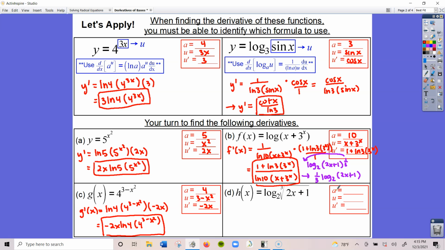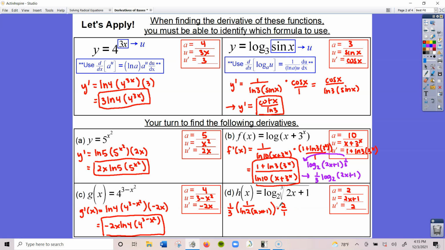So now here my base is going to be the 2. The u is what's inside of log, so that's the 2x plus 1. And u prime is the derivative of u, which is 2. So let's put this all together. We have this 1/3, remember that's a coefficient, so it's going to tag along, times. Now the derivative of log is 1 over the ln of the base times what was inside of log, which is the 2x plus 1, times the derivative of the 2x plus 1, so the u prime, which is 2.